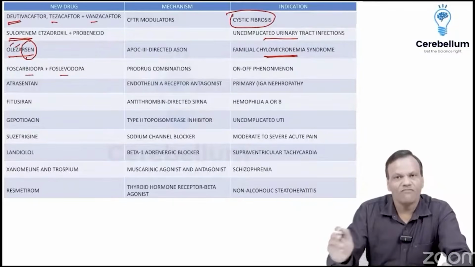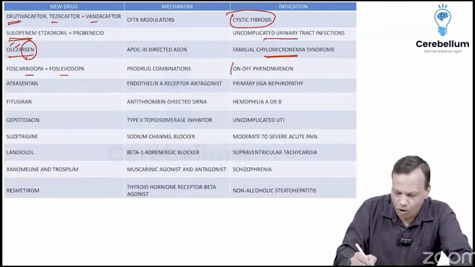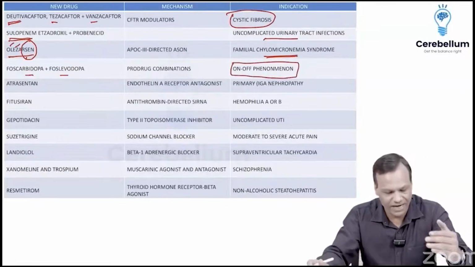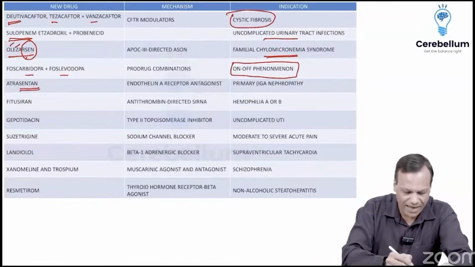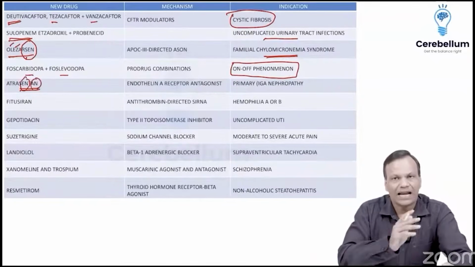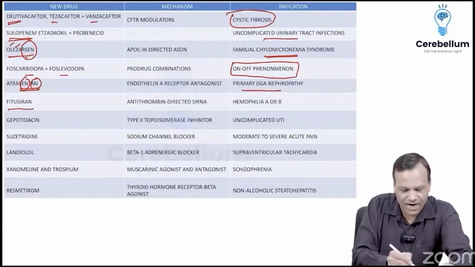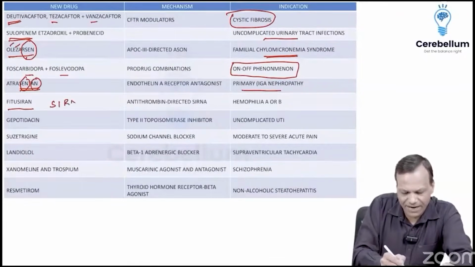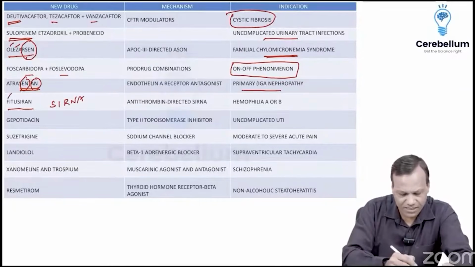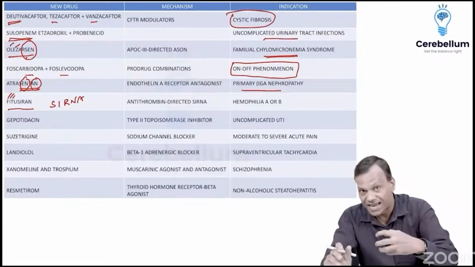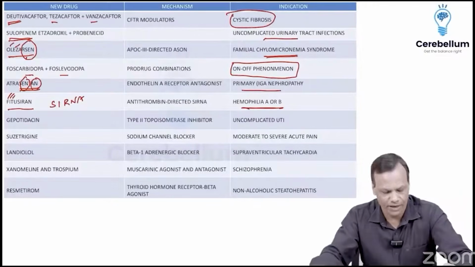Foscarbidopa and foslevodopa are the products of carbidopa and levodopa. They are used for the on-off phenomenon in Parkinsonism, late Parkinsonism. Atrasentan, sentan means endothelin antagonist, the name ends with -sentan. Endothelin antagonists are for primary IgA nephropathy. Fitusiran is a small inhibitory RNA. Siran is small inhibitory RNA. Fitu says it fixes insufficient thrombin. When thrombin is less, there is more bleeding. Where bleeding? In case of hemophilia. So it is used in hemophilia A or B.